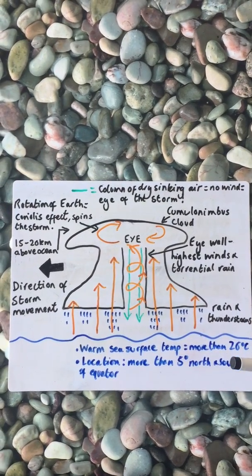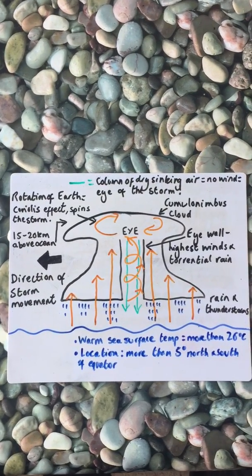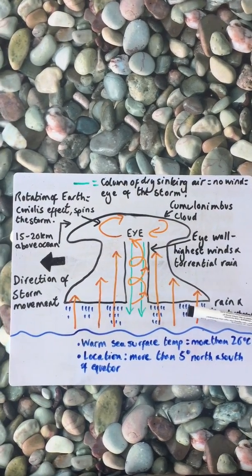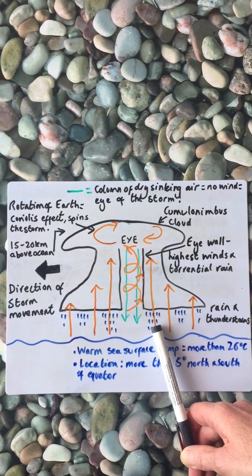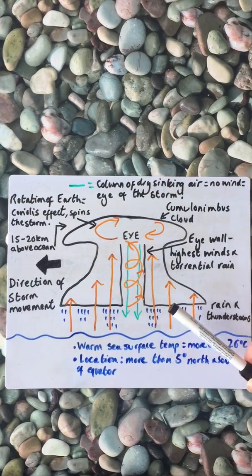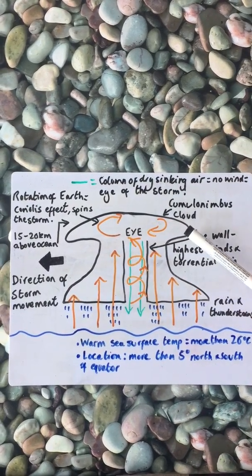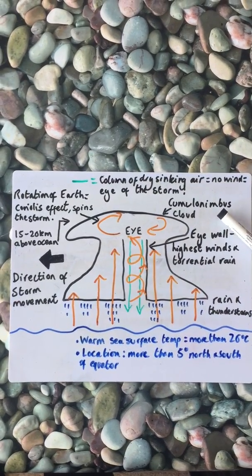I'll take you through the formation in a little bit with the sequence, but let me just point out what's happening on here. Rain and thunderstorms here. The greatest amount of rain is here and here, so that's each side of the eye. The cloud is this spectacular shape called a Cumulonimbus Cloud.